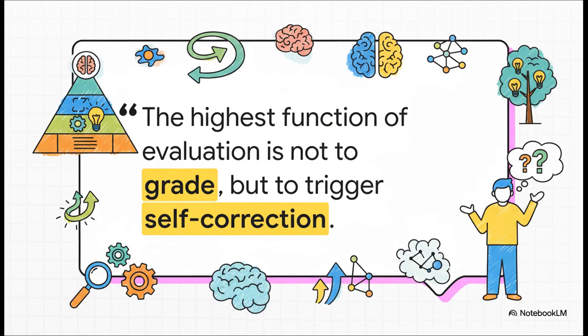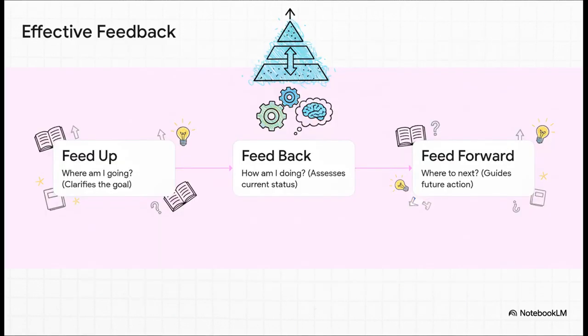Of course, you can't have teaching and learning without evaluation, but we need to totally rethink what evaluation is really for. It's not just about getting a score. Like this quote says, its real purpose, its highest function, is to be a tool that helps us correct ourselves and get better. So how do we give feedback that actually works? There's this brilliant model by Hattie and Timperley that boils it down to 3 simple questions. Feed up is about clarifying the goal. Where am I going? Feed back is about the present. How am I doing right now? And maybe most important is feed forward, which gives you a plan. Where do I go next? It shifts the whole conversation from judgment to action.